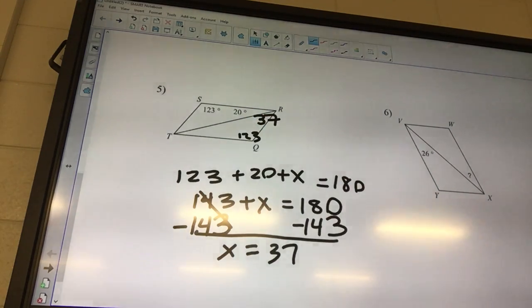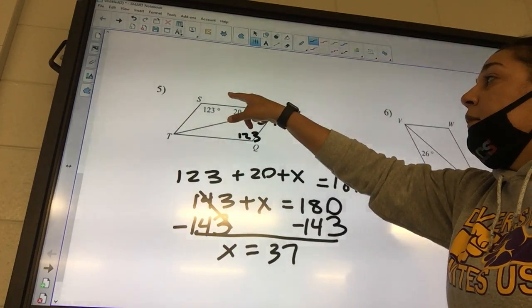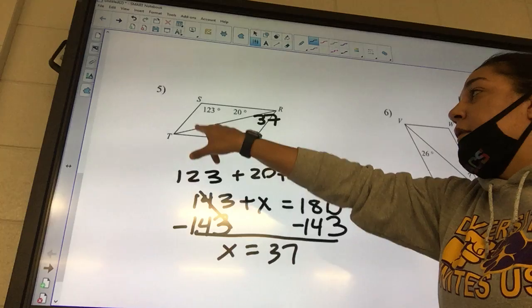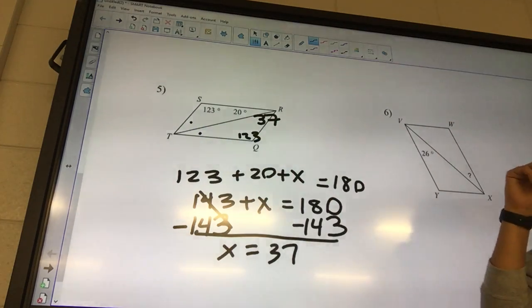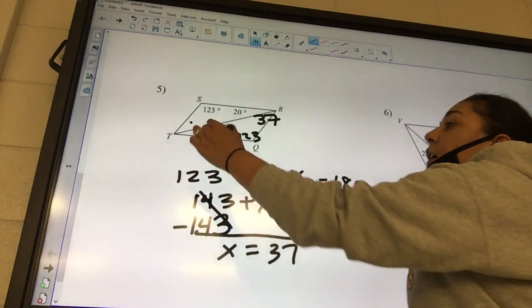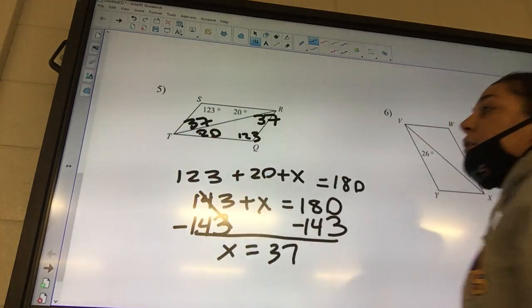On the flip side, same rule applies. If they are opposite, they are equal. So if this one is 20, which one of these is 20, this top one or the bottom one? The bottom one. This one is 20, this one is 37, and so you could fill them out.